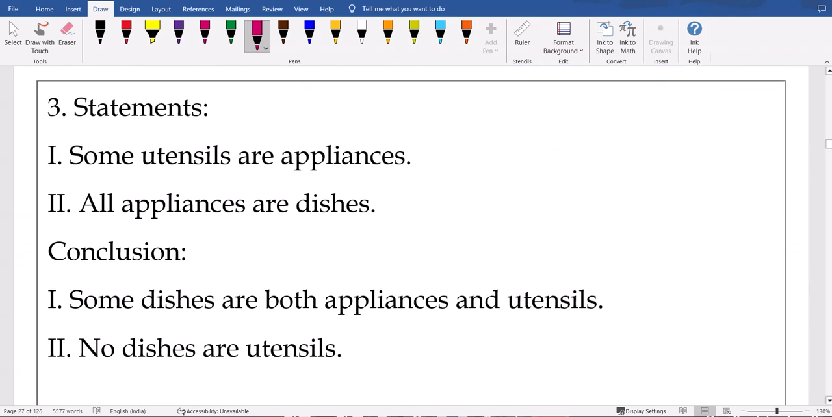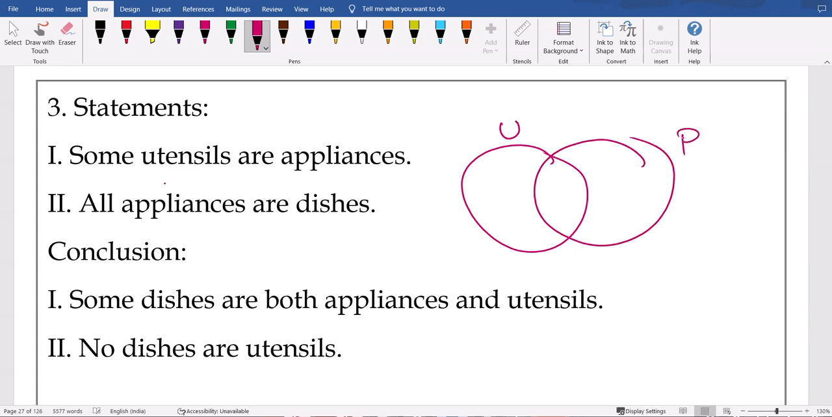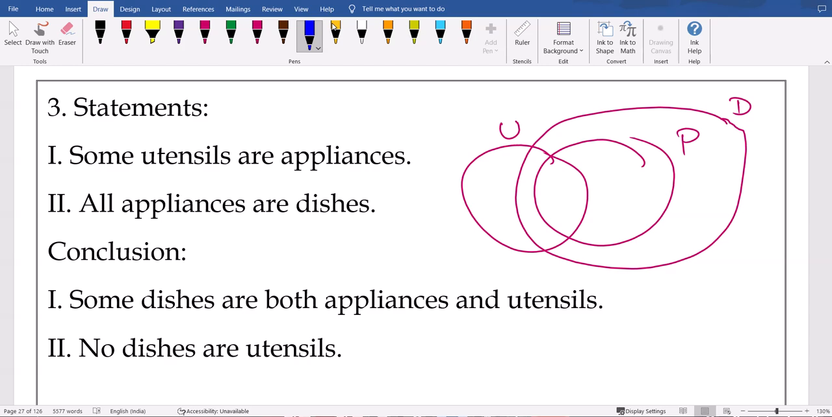Now see the third one. Some utensils are appliances. All appliances are dishes. Okay. Now this is one diagram. We have plenty of diagrams. We'll go ahead. First thing, the second conclusion is what? No dishes are utensils, but dishes and utensils are connected here. Second conclusion, wrong. What about the first one? Some dishes are both appliances and utensils. Yeah, this is the dishes area, which is occupied by appliances and utensils. First one, true. In this diagram, first one true, second one false.